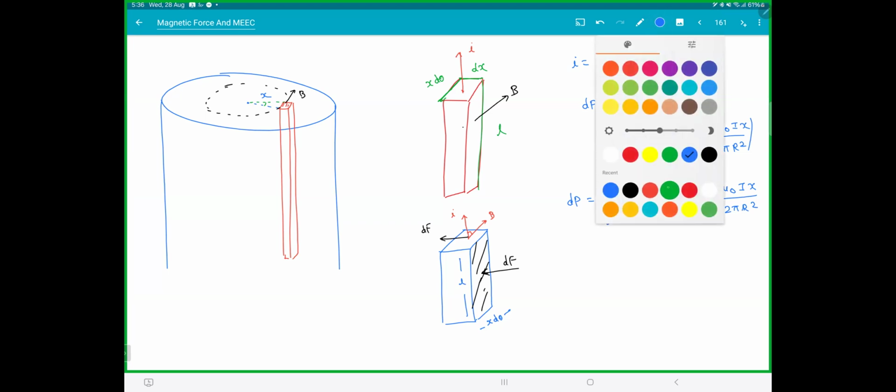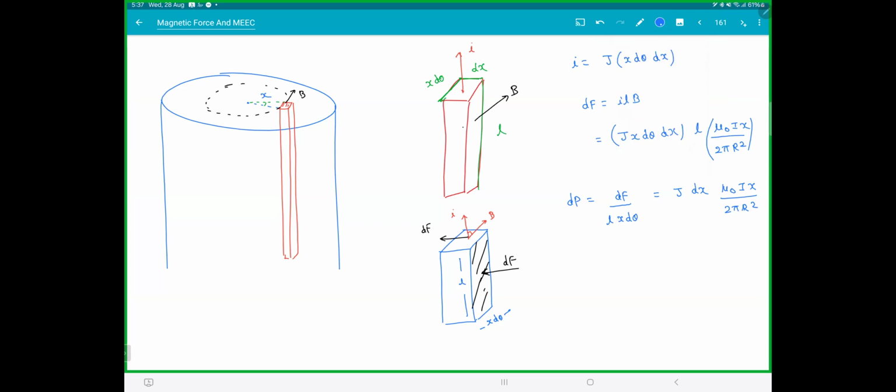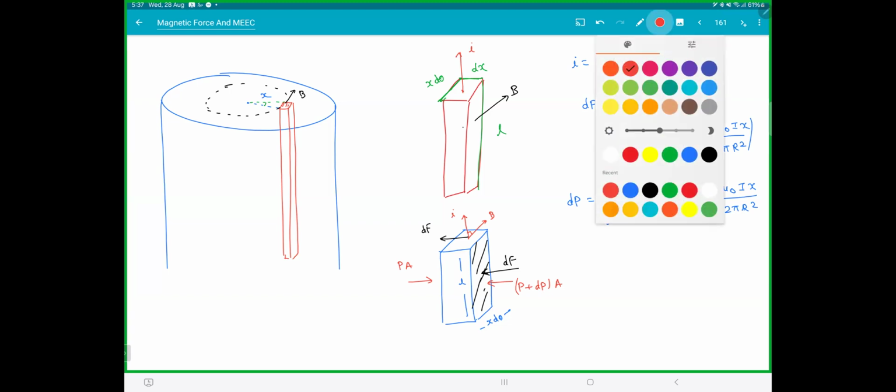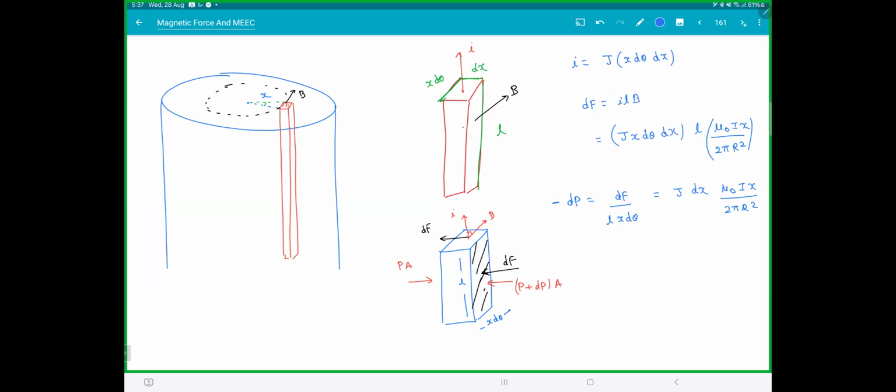Generally we know how we take the pressure. This is P into area. This would be P plus dP into area. The difference is pressure, so you'll get a minus sign. That is a mathematical convention. We always assume the pressure is increasing with x. And then you're done. So integral dP equals μ0 J I by 2π r² integral x dx.